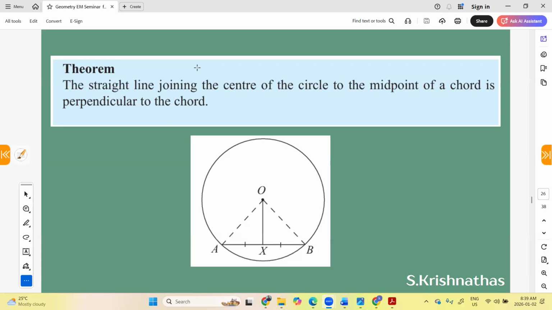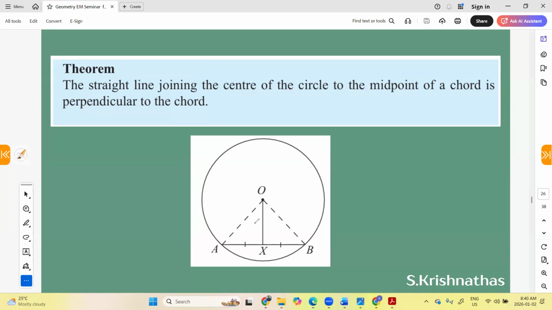Okay. Theorem: the straight line joining the center of the circle to the midpoint of the chord is perpendicular to the chord. Students, this is a chord, this is the center, this is the midpoint. Then what happened? This is perpendicular. That is the theorem.